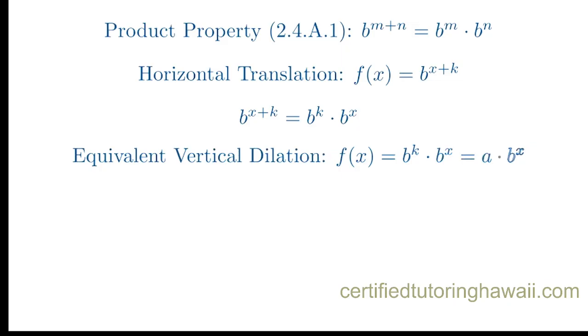constant multiplier. This means that any horizontal shift of an exponential function can always be rewritten as a vertical scaling. The amount of the shift determines the scaling factor. Now you can use the product property to rewrite horizontal shifts as equivalent vertical dilations. Let's work through an example.